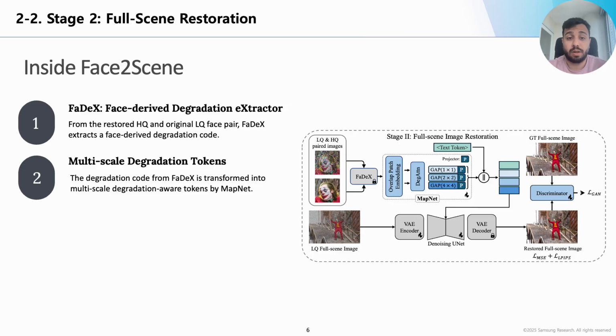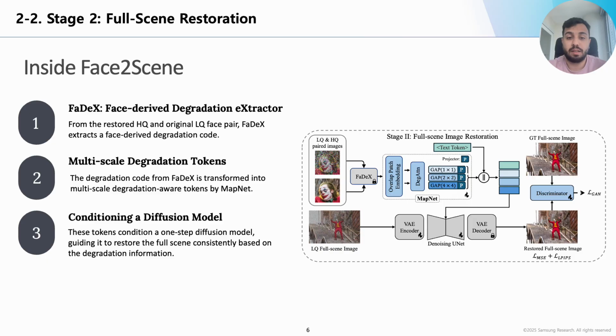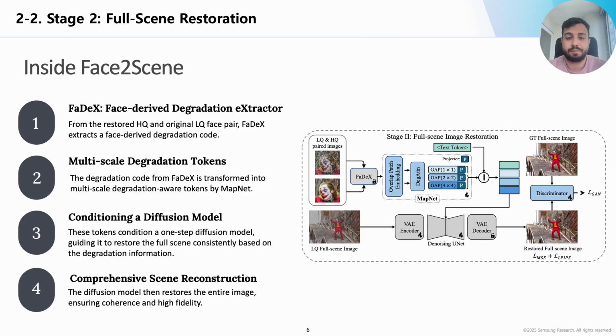Multi-scale degradation tokens. This code is expanded into multi-scale tokens, so the model understands degradation at different information levels. Conditioning the diffusion model. These tokens condition a one-step diffusion model, guiding it to restore the whole scene consistently. Full scene reconstruction. The diffusion model then reconstructs the entire image with improved fidelity.